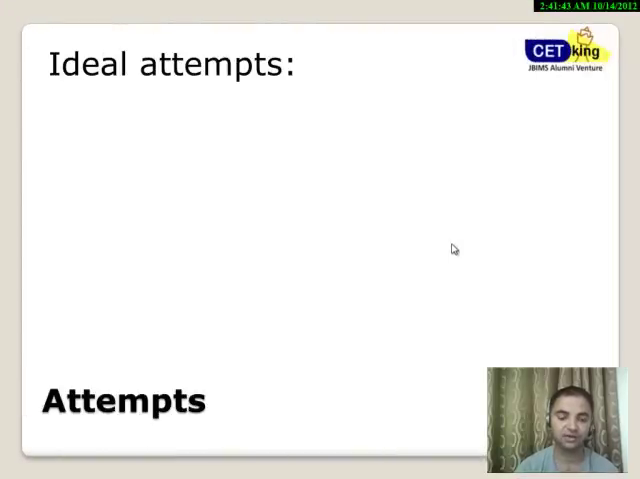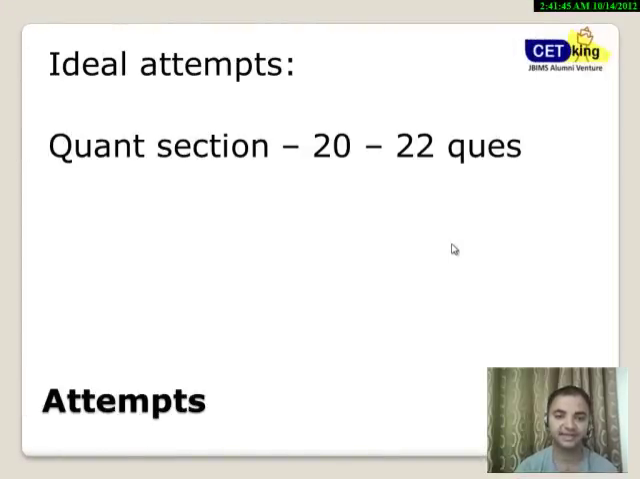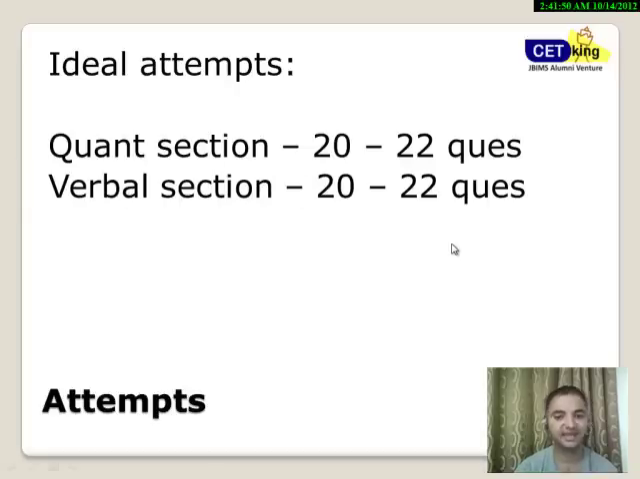So overall attempt wise, if you're targeting 99 percentile, quant section 22 attempts, verbal section again 22 attempts. So this is an ideal attempt with good accuracy. You can expect 99 percentile, 98 percentile in the CAT paper.